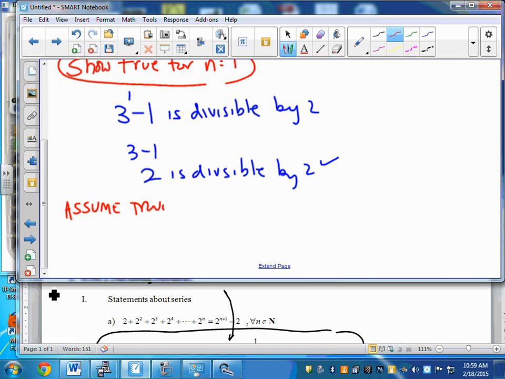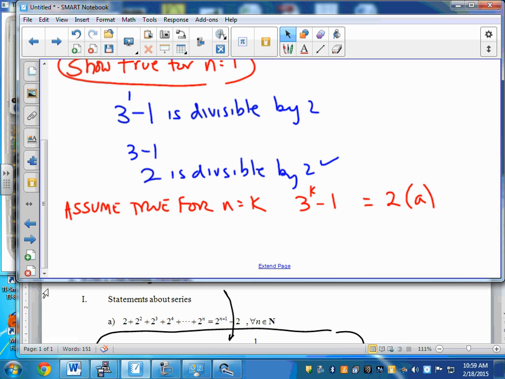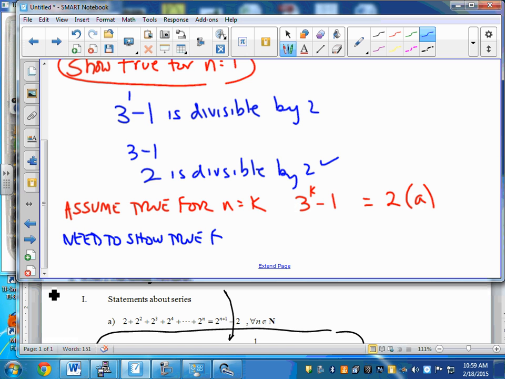true for n is equal to k. We would be assuming 3 to the k minus 1 is divisible by 2, or you can think of it as 2 times something. And what we would need to show, true for n is equal to k plus 1. We would have to show that 3 to the k plus 1 take away 1 is the same as 2 times some other number b.